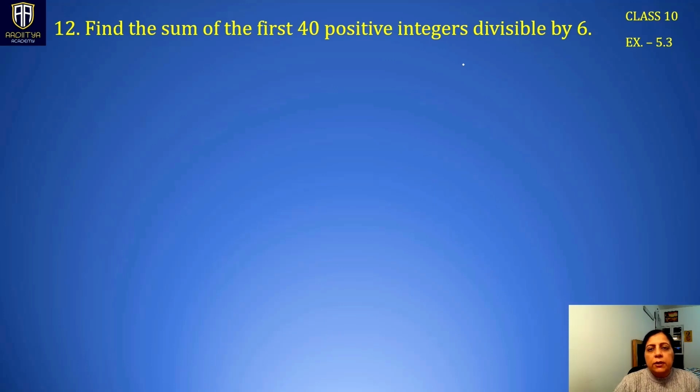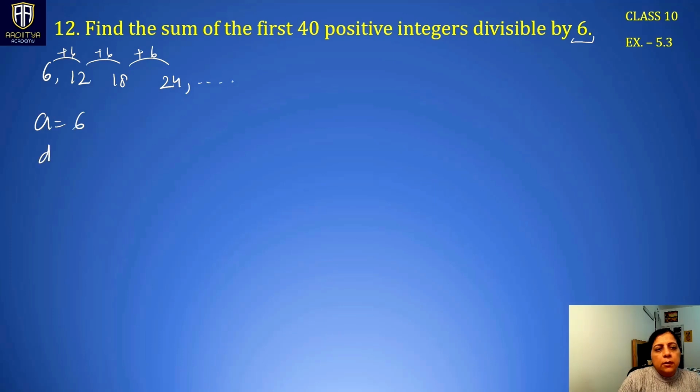First 40 positive integers. There is no restriction about the number of digits in this question. You simply have to look for multiples of 6. Divisible by 6 means the numbers are multiples of 6. So we start with 6. The next one becomes 12, next 18, and the other one is 24, and so on. A and D are clearly known to us. A becomes 6, D also becomes 6.